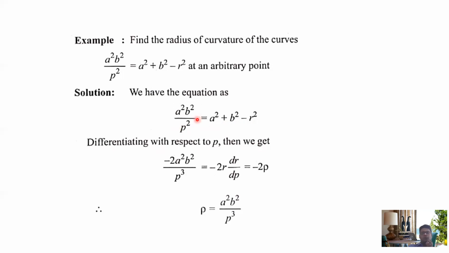So that is a²b², p to the power minus 2, giving minus 2a²b²/p³ is equal to minus 2r dr/dp. What is r dr/dp? It is equal to rho. From the formula you already know the radius of curvature, so 2 rho minus 2 rho. Clear or not?